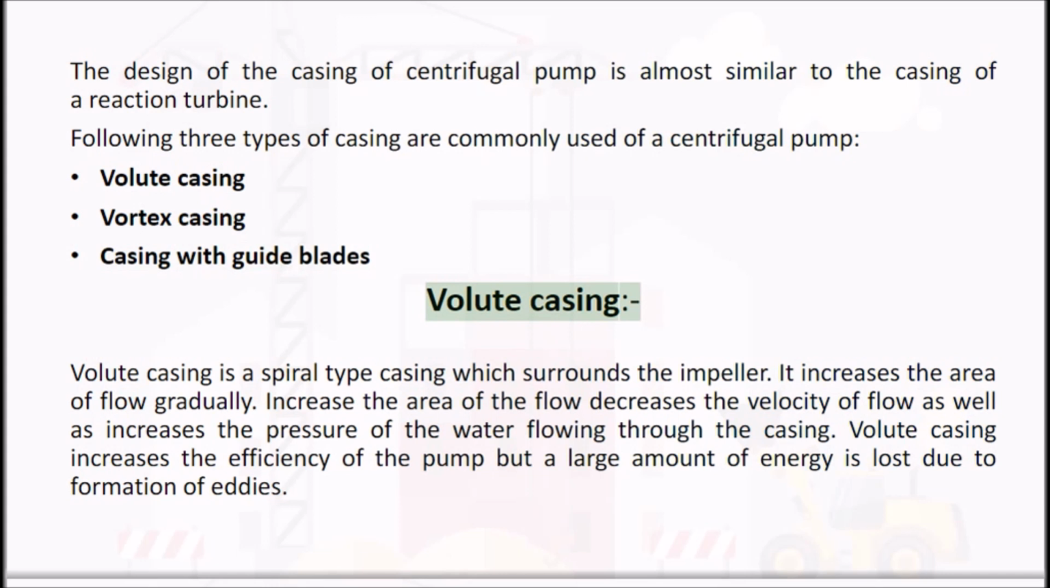Volute casing. Volute casing is a spiral type casing which surrounds the impeller. It increases the area of flow gradually. Increasing the area of flow decreases the velocity of flow as well as increases the pressure of the water flowing through the casing. Volute casing increases the efficiency of the pump, but a large amount of energy is lost due to formation of eddies.